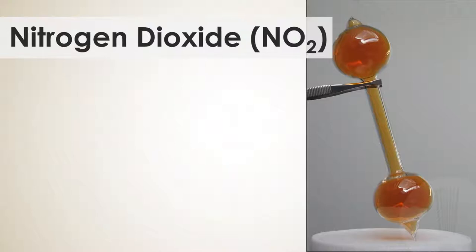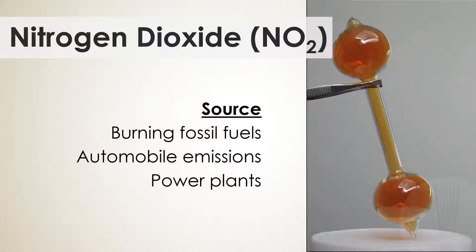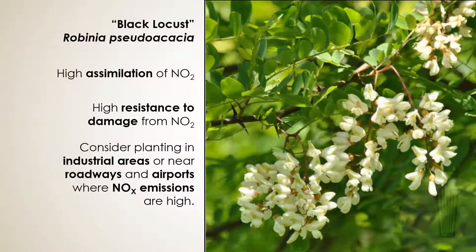Nitrogen dioxide. Now this is a gas that's in the atmosphere. It has different sources: burning fossil fuels, automobile emissions, and power plants. There was a study done where they looked at 70 different species to see which plants had high assimilation of NO2 and high resistance to damage to their tissue from NO2, because this is a gas that can damage tissue. They found four that met both of those criteria: high assimilation of NO2 into biomass and high resistance to tissue damage from NO2. Of those four, one is native to North America, and that's the black locust, Robinia pseudoacacia. So if we saw more of these planted in and around airports or roadways, that might be another beneficial use.